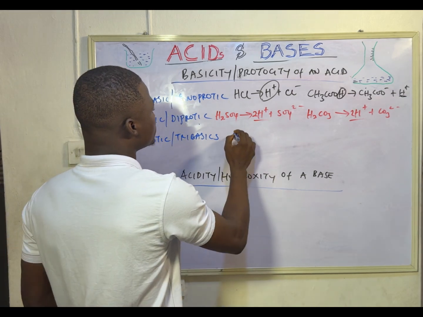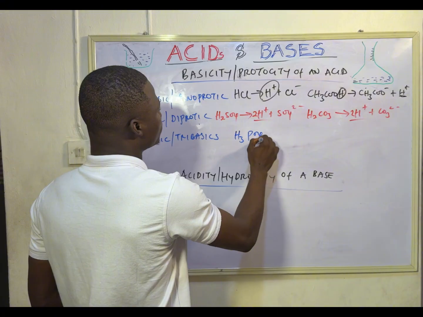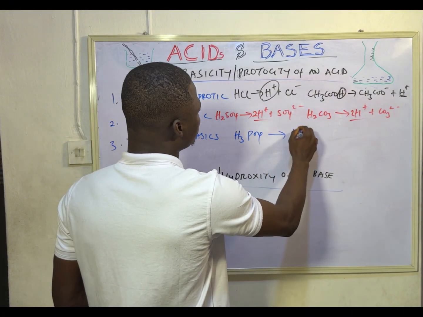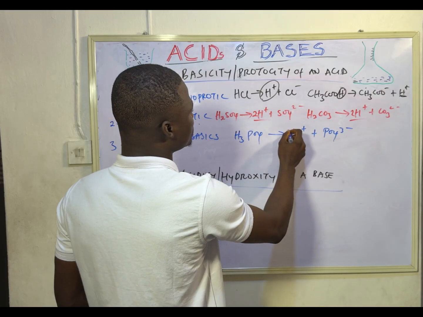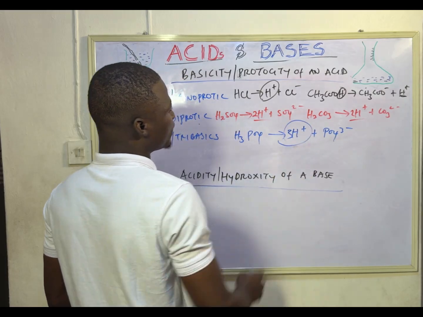A good example is H3PO4. In this we have 3H plus and PO4 3 minus. So to balance this reaction, they are tribasic.